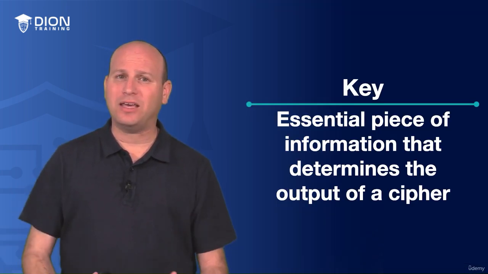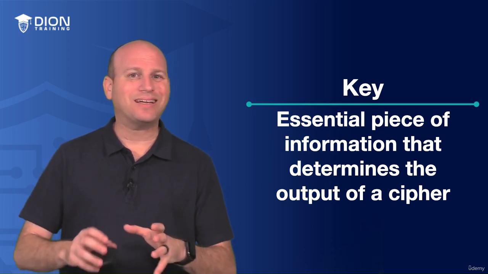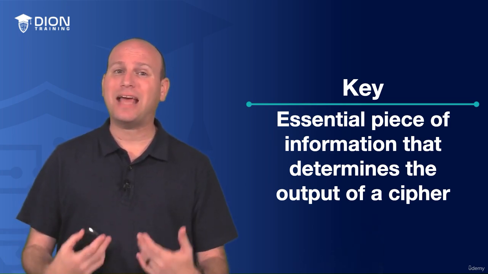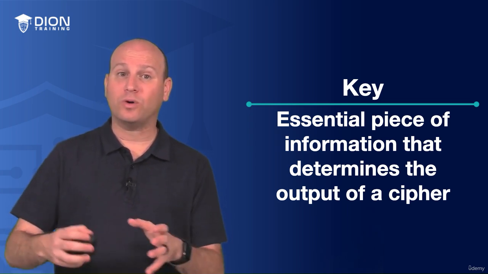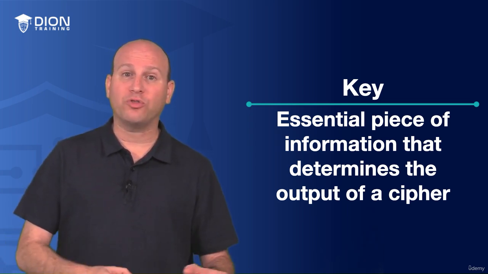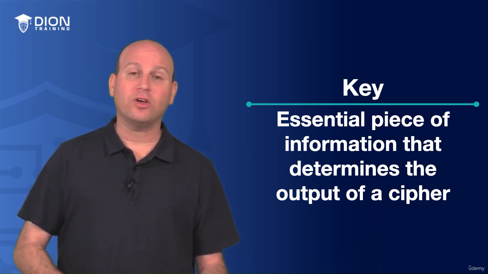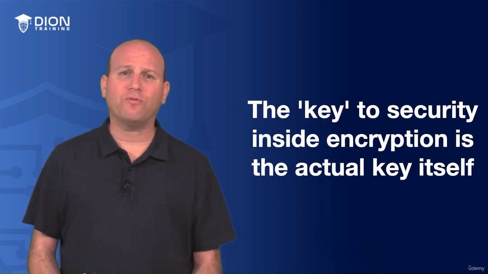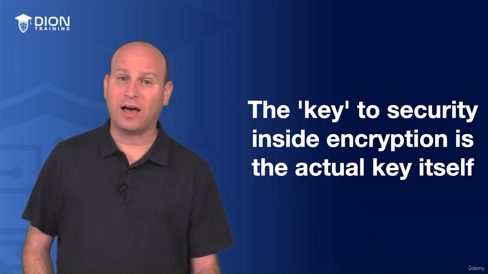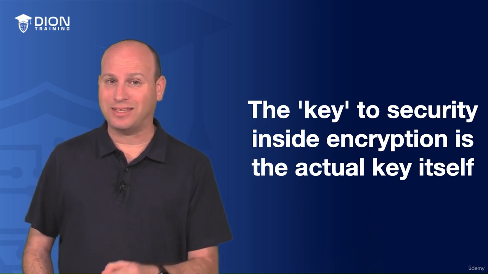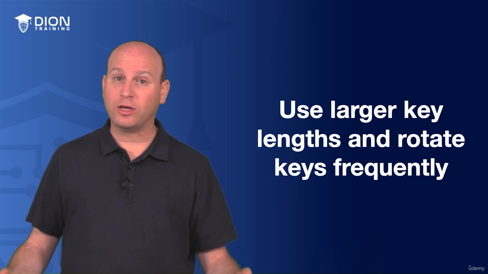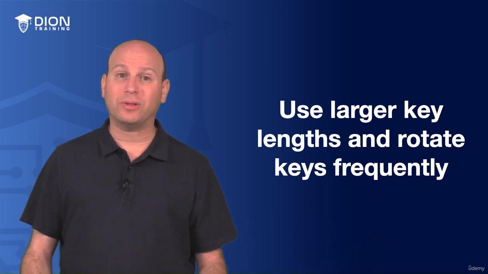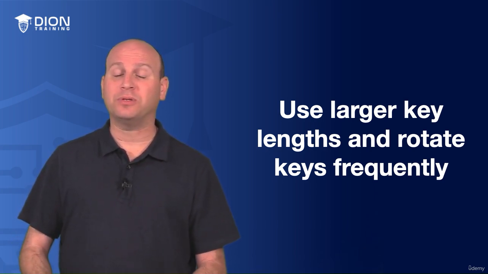Now, when I talk about a key, what am I talking about? Well, it's that essential piece of information that determines the output of the cipher. When we talked about the ROT13 example, the key was the 13. It was knowing that you need to move 13 places to the right or to the left to encrypt or decrypt the data. That's the whole idea, and so it's really important for you to understand that the key to security inside of our encryption is the actual key itself. To ensure that our keys stay secure, we need to ensure we're using long, strong keys and that we rotate those keys frequently in order to keep our cryptographic implementation secure.